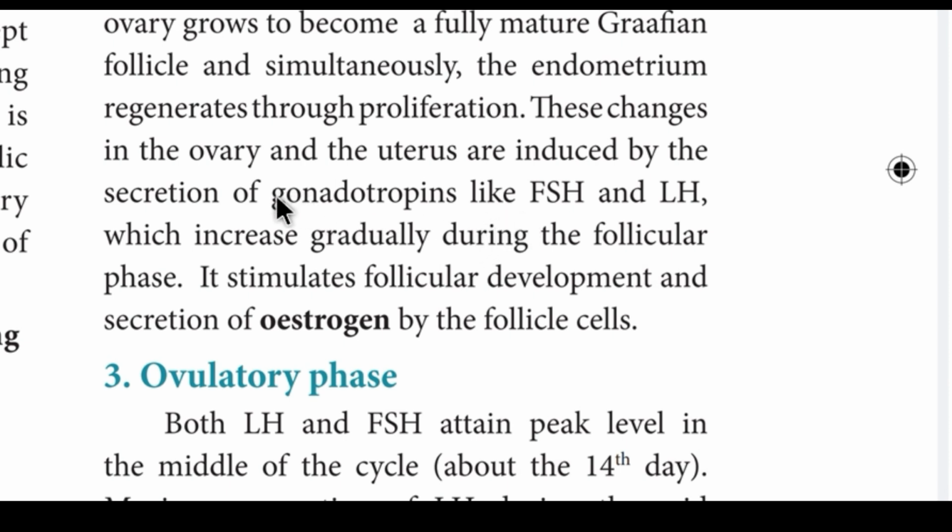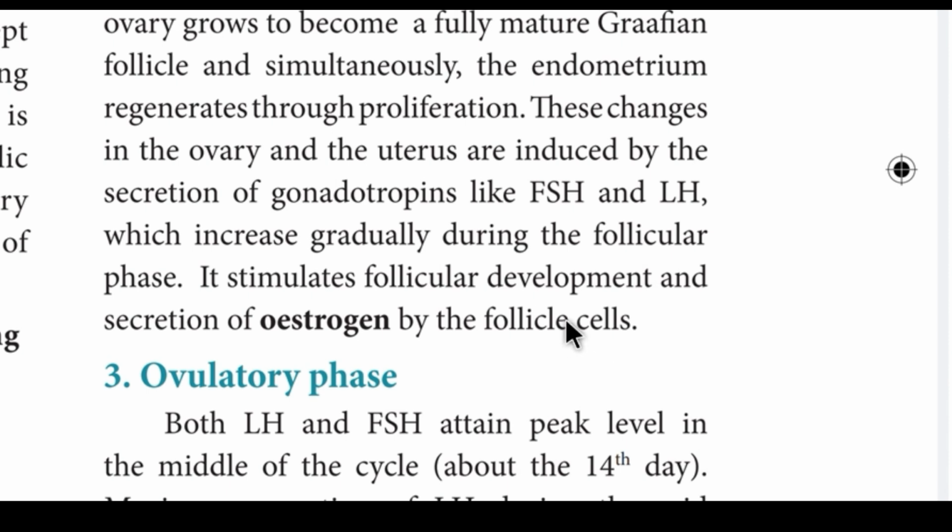What are the two hormones of the gonadotropin? The reproductive hormones called the gonadotropins are FSH and LH. Males also have FSH and LH, and in females they increase gradually during the follicular phase, the first 14 days. Simultaneously there is follicular development and secretion of estrogen by the follicular cells. Estrogen is not secreted by these two; they only induce the secretion, and estrogen is then immediately secreted. That is called the estrogen. Where is it secreted? In the follicle cells.